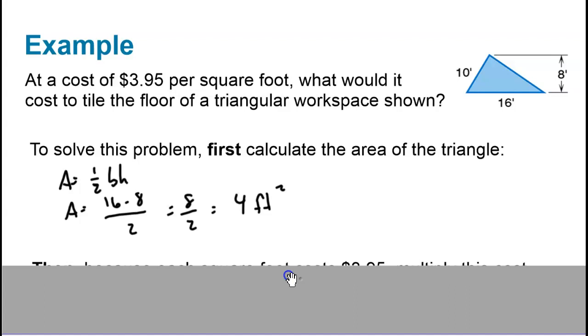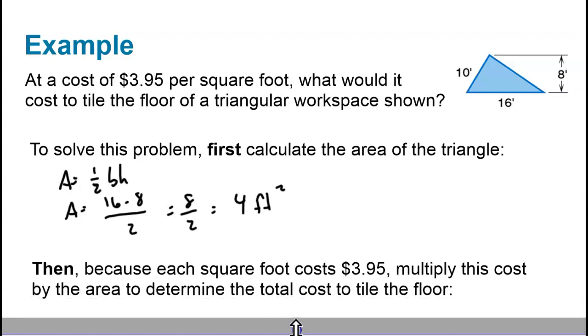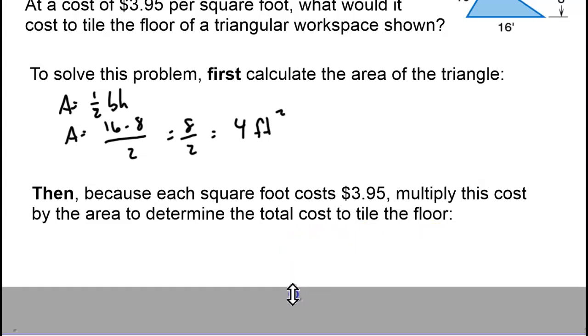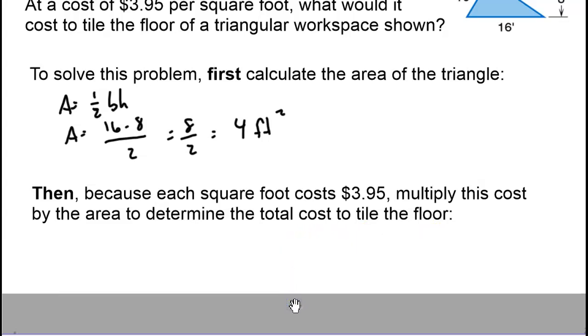And so now that we know the square footage of this, then we need to go ahead and multiply it by the cost of the floor. And fortunately the floor is sold per square foot. And so we can say, all right, it's 4 square feet times $3.95.